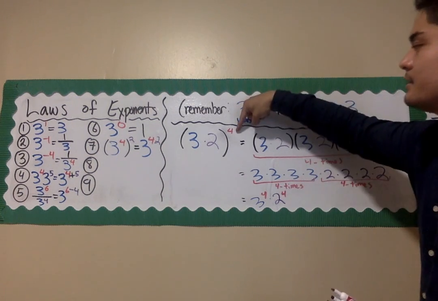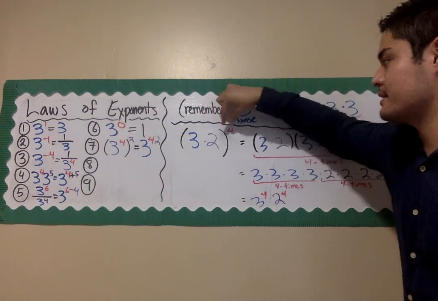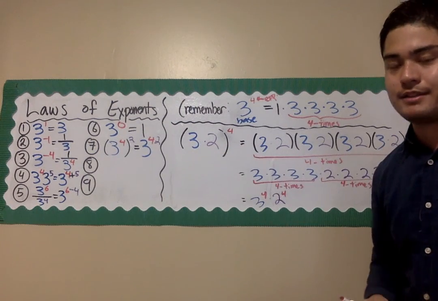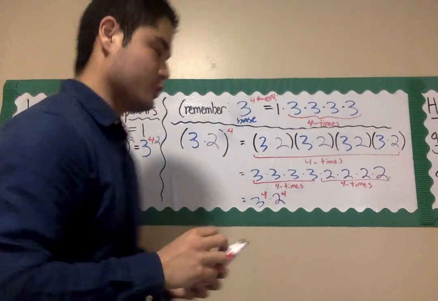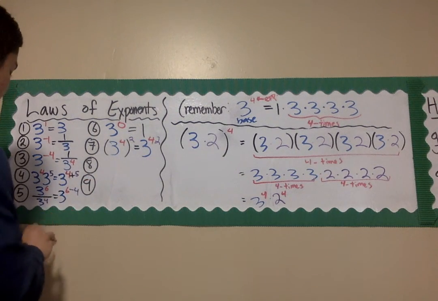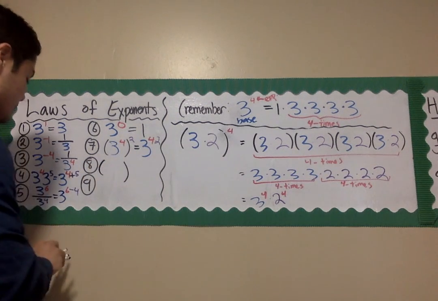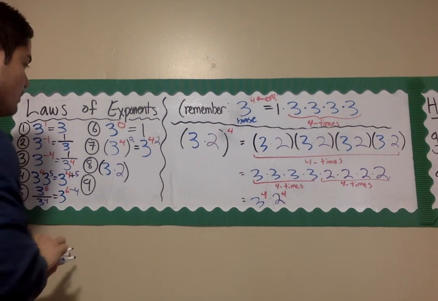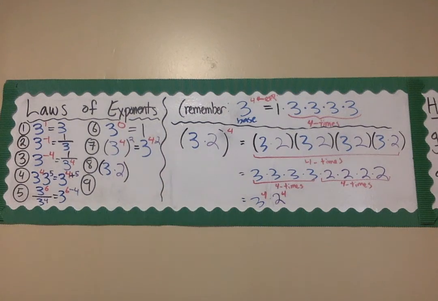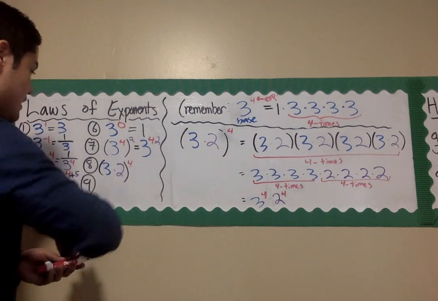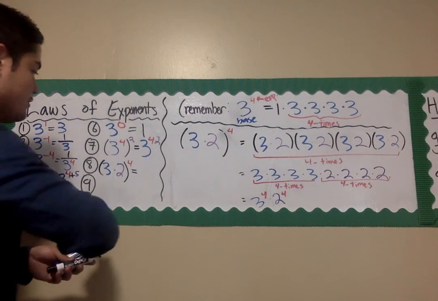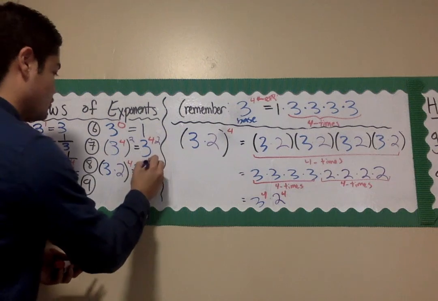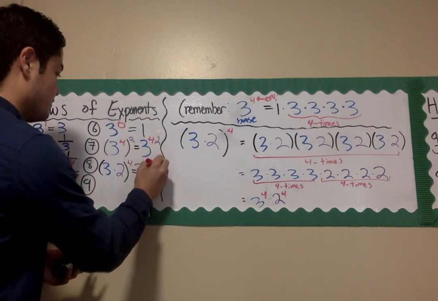Whenever I have an exponent, and in the parentheses there are multiple bases, I can almost distribute the 4 among all the stuff inside the parentheses. It's kind of weird saying the word distribute, but that's essentially what we're doing. Law number 8 is if I have a product of 2 numbers, let's say 3 times 2, and that's raised to a power, let's say 4, that's the same thing as distributing the 4. 3 to the power of 4 times 2 to the power of 4.